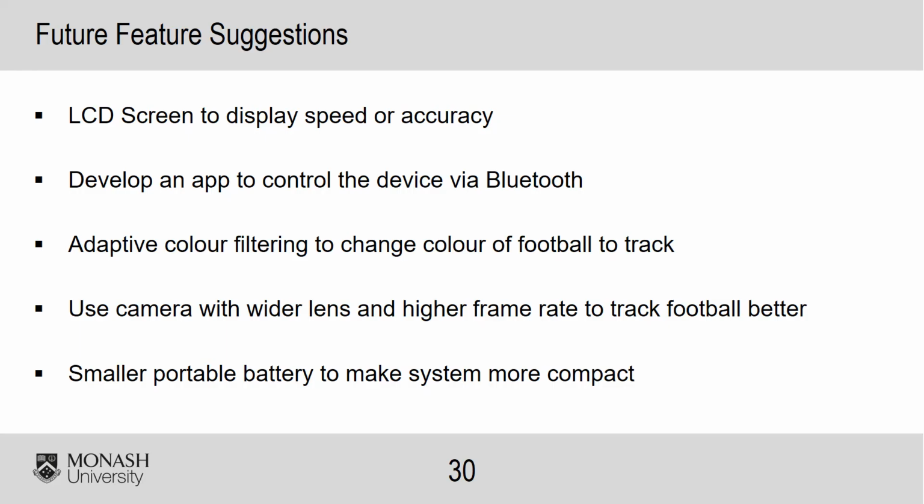Integrating an LCD screen to display the speed or the accuracy of the pass or shot. This would improve the feedback a coach could give. Develop an app to control the device via Bluetooth, again simplifying the process. Utilizing an adaptive color filter to change the color of the ball wishing to be tracked. Using a camera with a wider lens and higher frame rate to track the ball better. Using a smaller portable battery to make the system more compact.